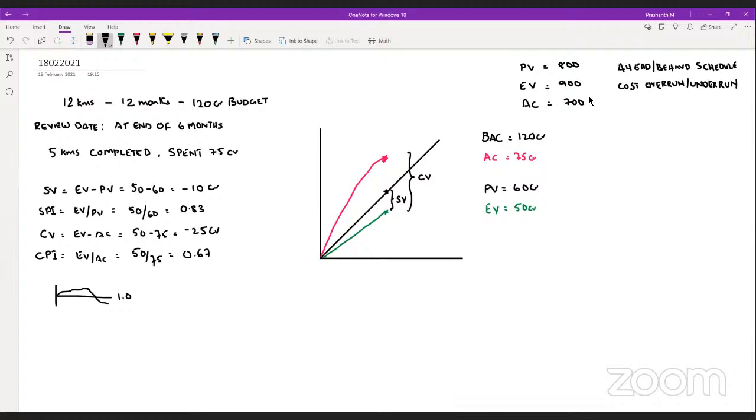Okay. Good. So now there is one statement in PMBOK which says CPI is the most critical EVM metric. So why do you think that they have made that statement? Why not SPI?